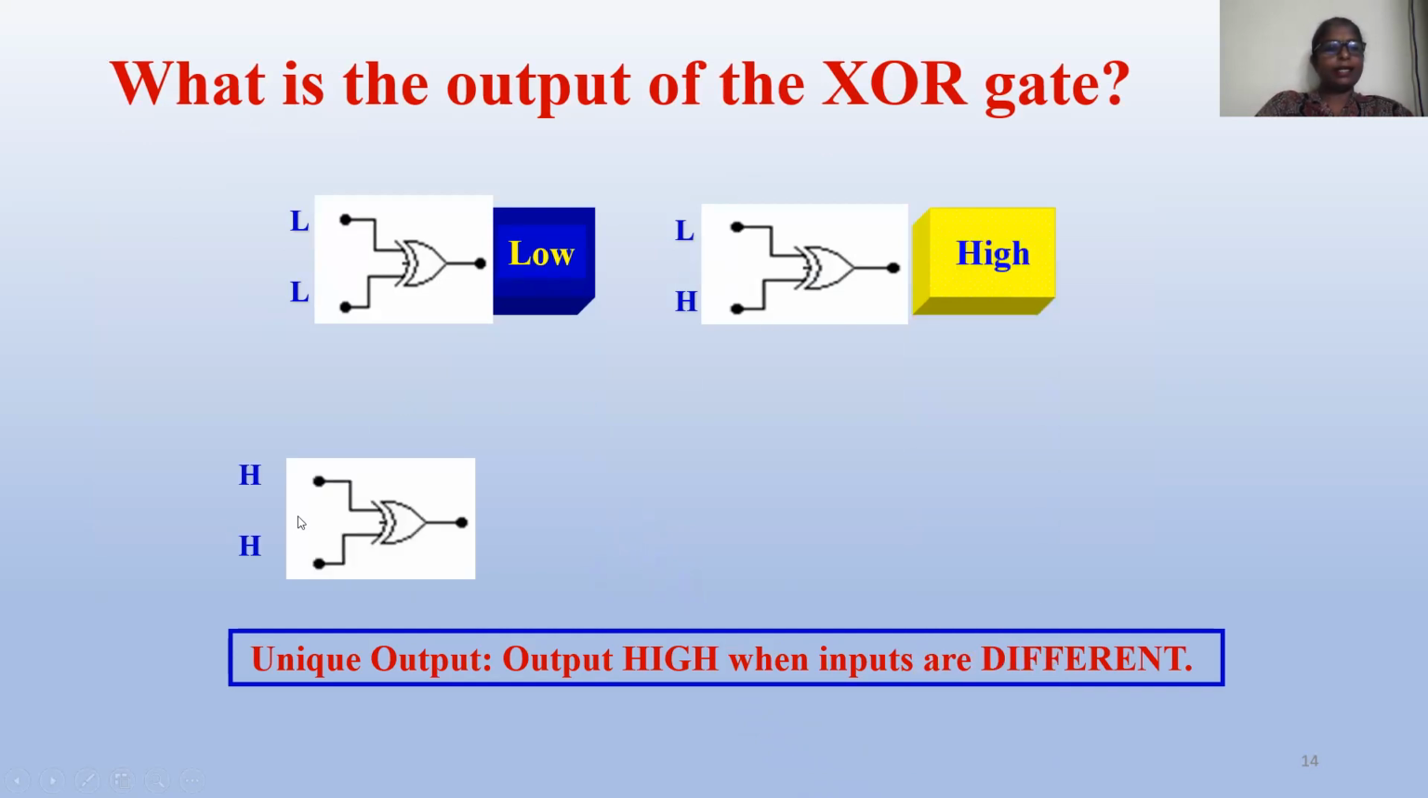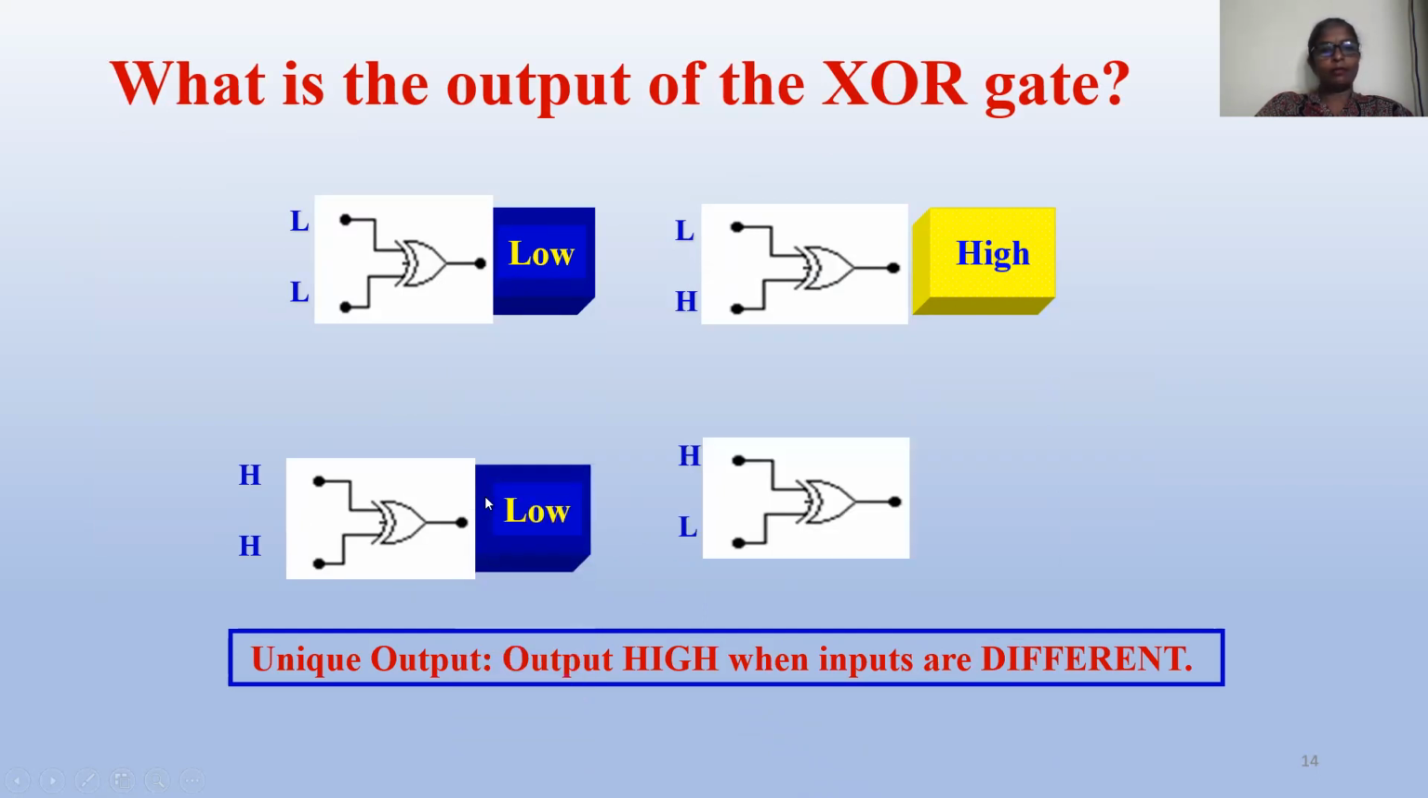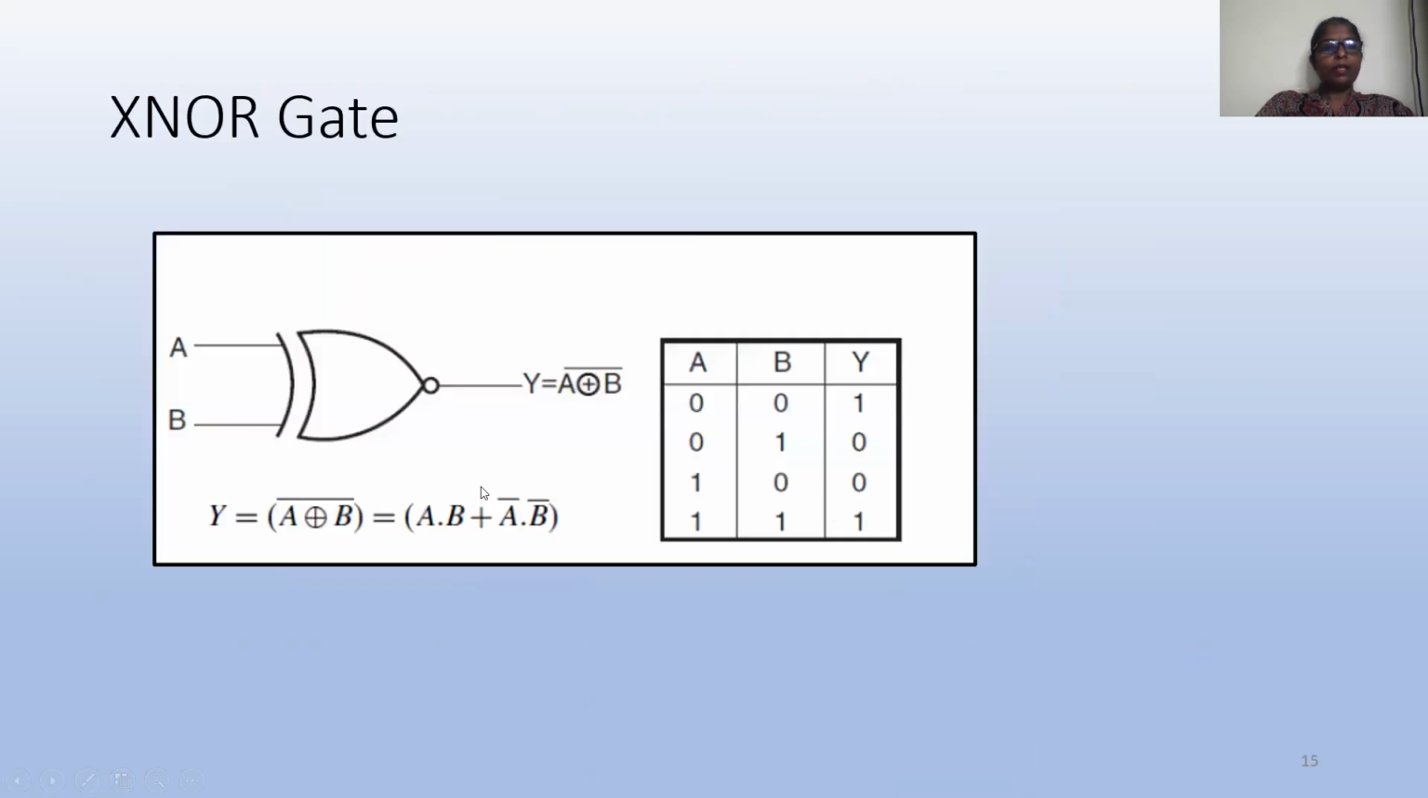Yes. High, high, what is the output? It is low. Yes, very good. High, low, what is the output? It is high. Yes, very good. Getting into XNOR gate. XOR gate with negation is called XNOR gate.